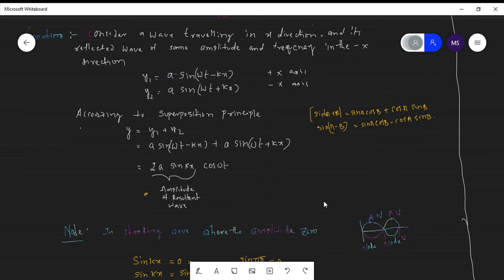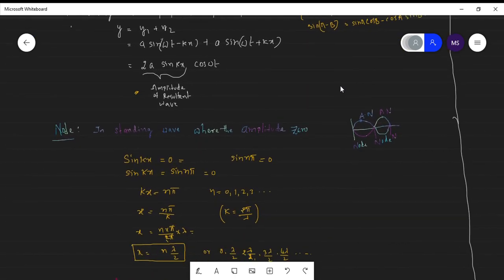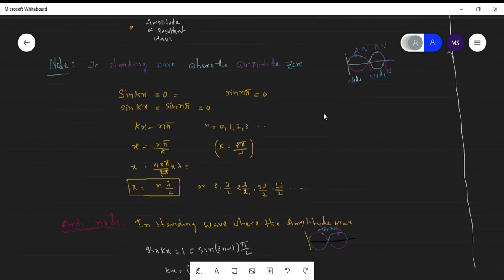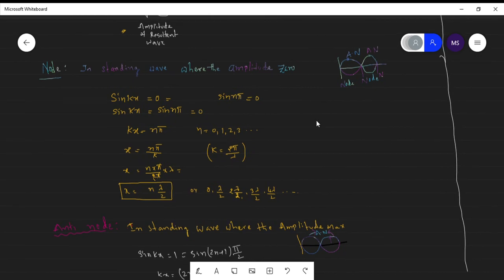Here, when two waves are traveling opposite to each other and coincide along the same line, we can get the standing wave or the stationary wave. So what happens? Nodes and antinodes are formed. So what is a node and what is an antinode?